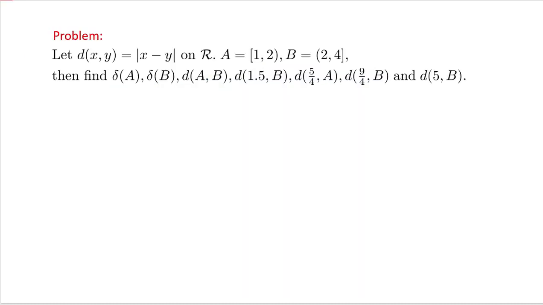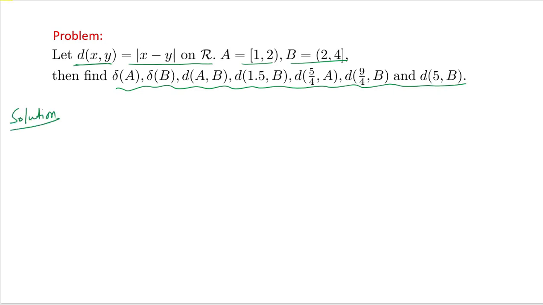Now here we are given that dxy is the modulus of x minus y on R. There are sets A and B, and we have to find these quantities. Let us see what the solution is. First we are going to see delta A. So what is delta A?